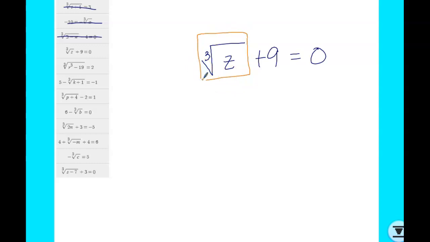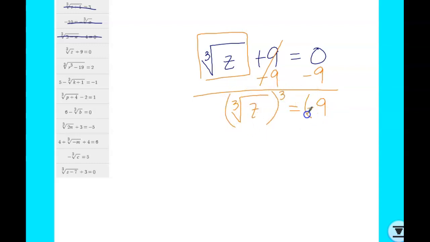All right, next one is the cube root of z plus 9 is equal to 0. So once again, we want to isolate this part that's being cube rooted, and we want to move this to the other side. These add to 0, and we get -9, so we have the cube root of z is equal to negative 9, so we're going to cube both sides.